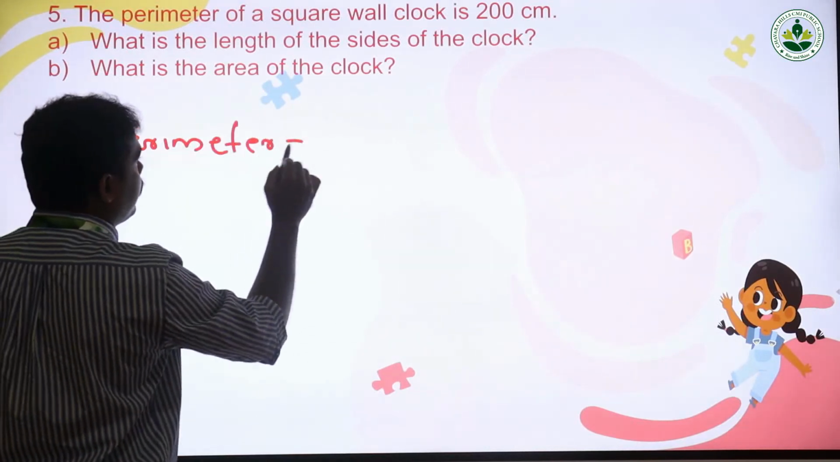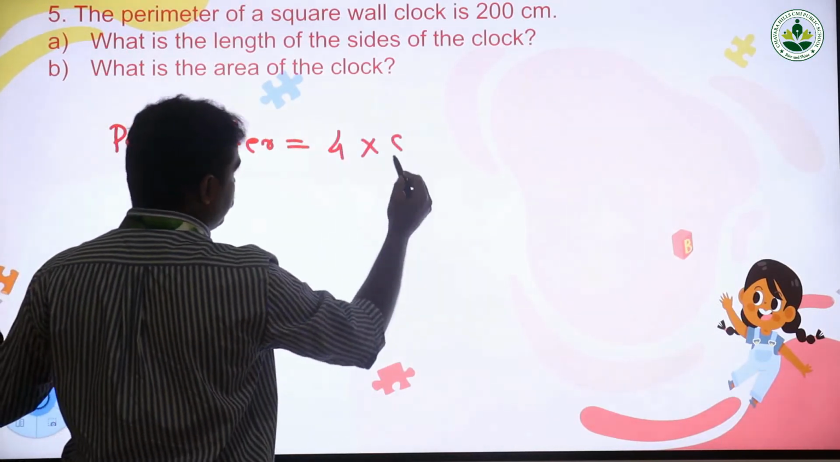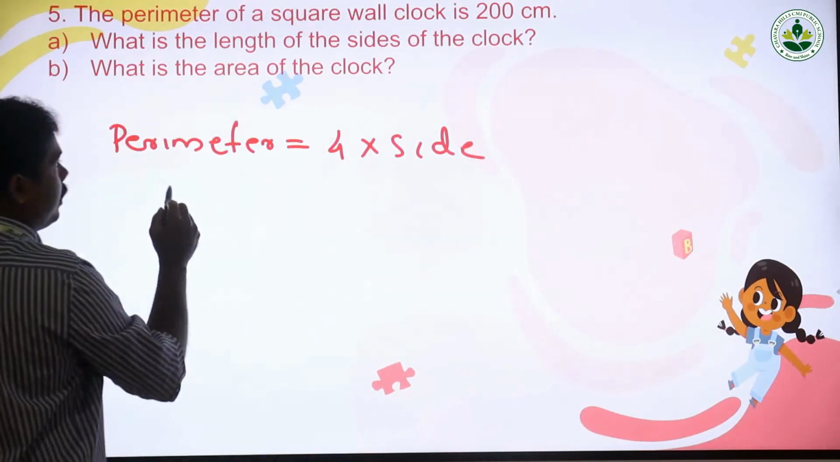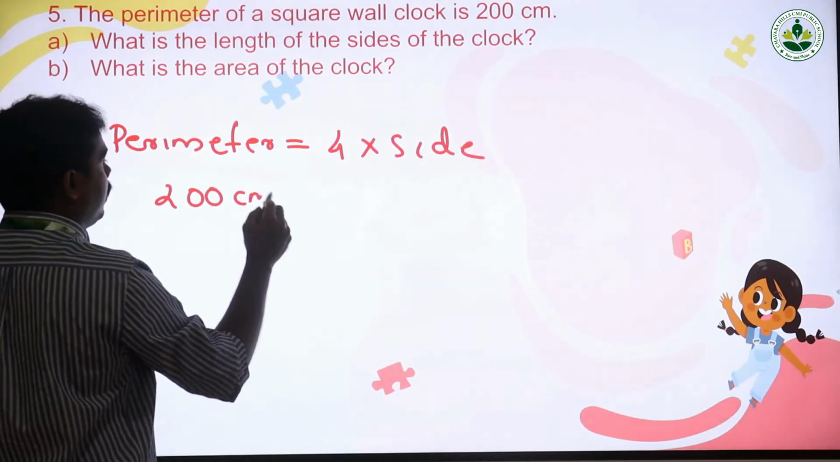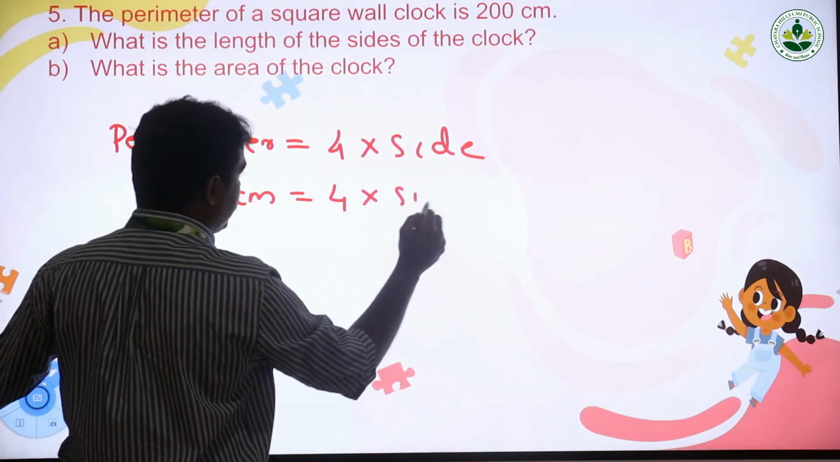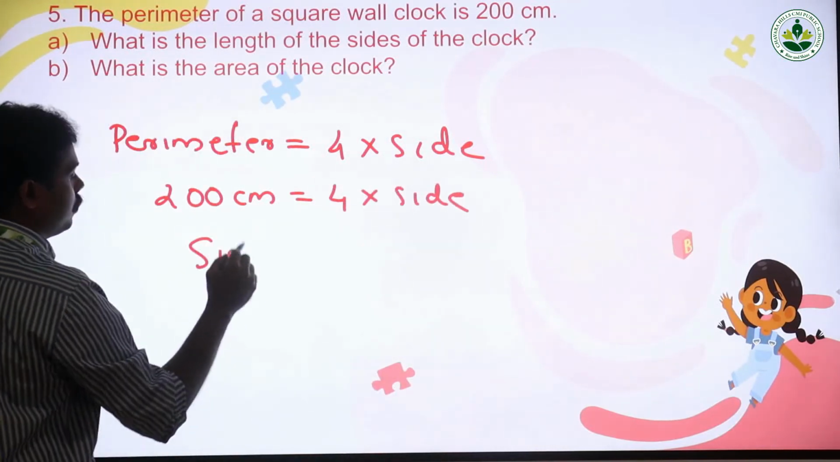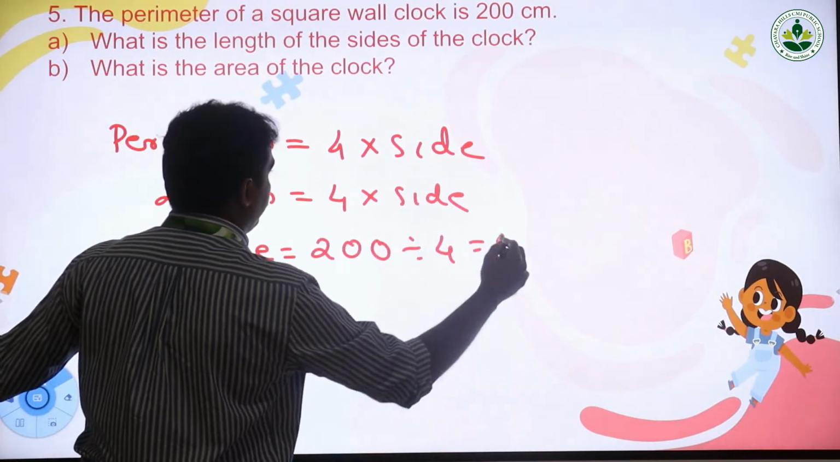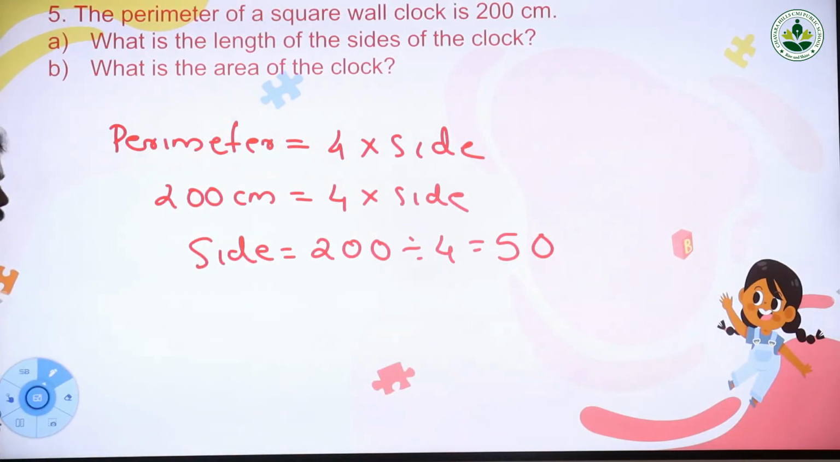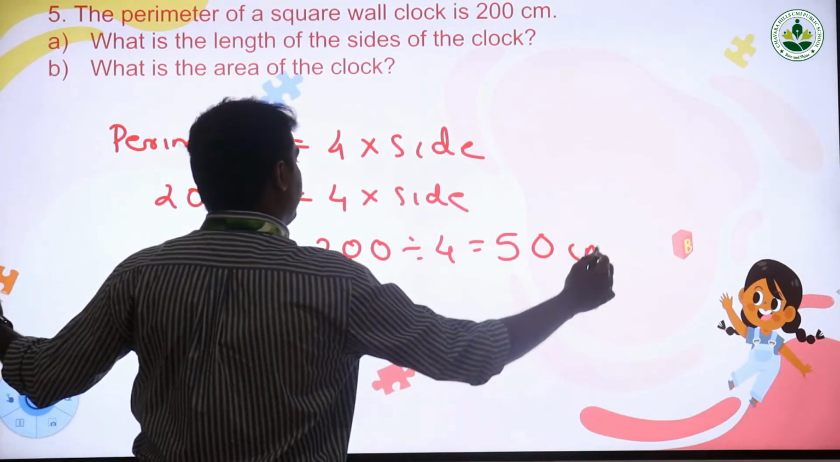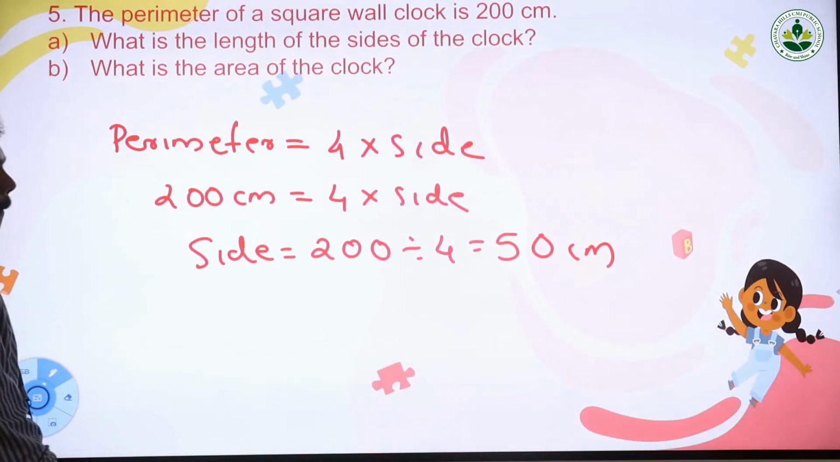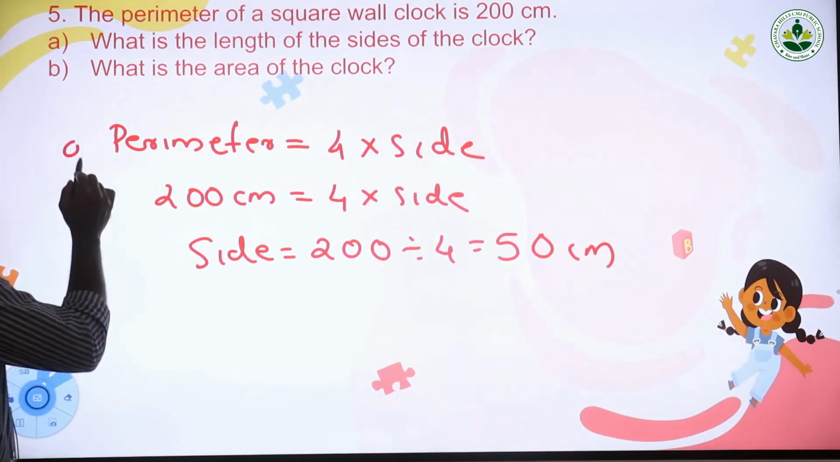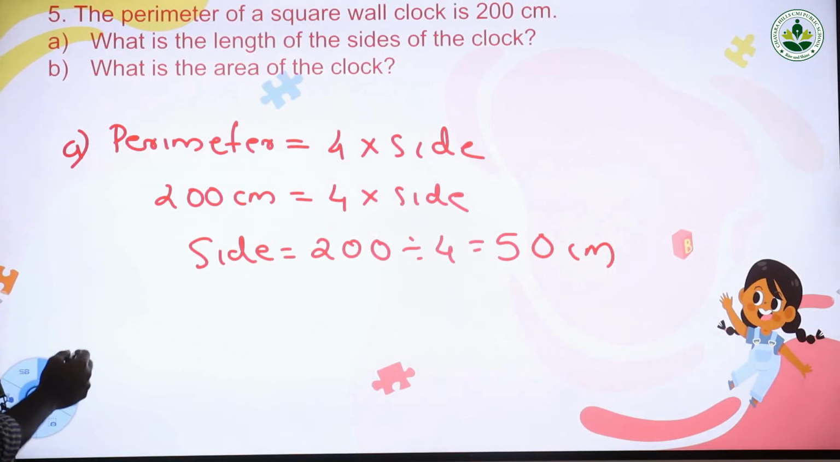Perimeter of a square is given, that is equal to 4 into side. Perimeter is 200 centimeter equal to 4 into side. Side is equal to, just divide 200 by 4, which is 50. So the length of one side is 50 centimeter. First one answer is found, that is 50 centimeter.